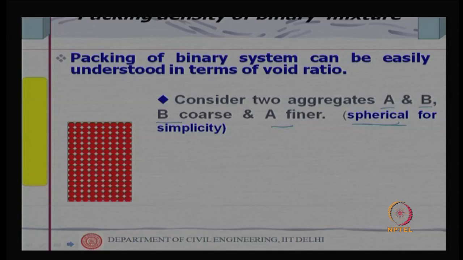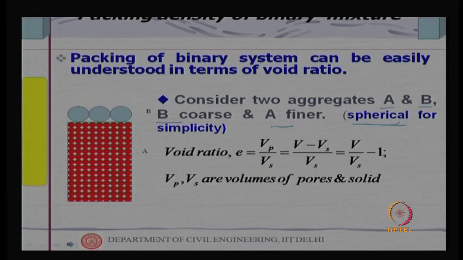Supposing you have got all fine materials, this is let us say A and this is B. So, if you add small amount of B to A, total volume will increase. Total volume will increase by this quantity. I have just put them inside and I can find out how the void ratio would change. What is void ratio?